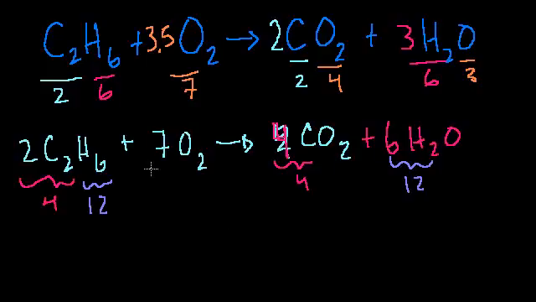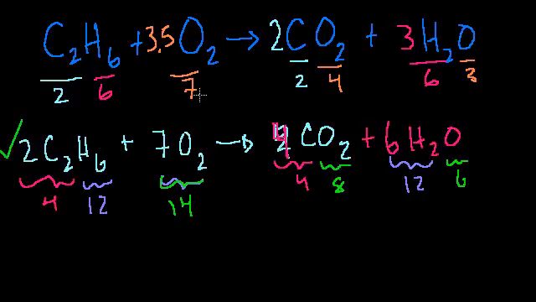How much oxygen do I have? Let me do a different color. I have 14 oxygens here. And here I have 8 oxygens. And here I have 6 times 1, I have 6 oxygens. So 6 plus 8 is 14. So my equation has been balanced.